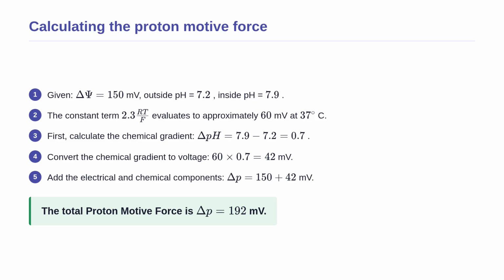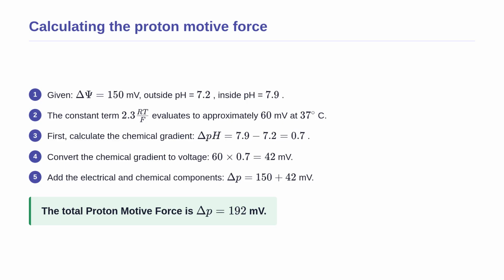First, we find the difference in pH by subtracting the outside from the inside, giving us 0.7. This means the outside is significantly more acidic. Next, we multiply this 0.7 by our 60 millivolt constant to convert the chemical gradient into an electrical equivalent, which gives us 42 millivolts of chemical driving force.